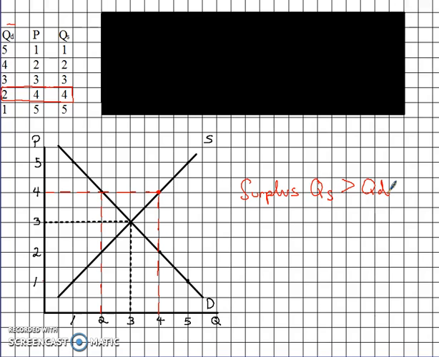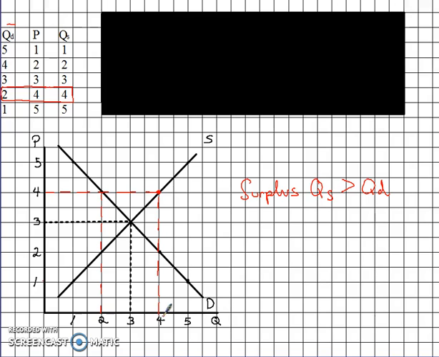And so you have all of these extra units of the good that are being brought to market that people don't want to buy. In this case, at $4, producers are bringing 4 units to market, and consumers only want to buy 2. So there's a surplus of 2 units. Okay, well, what are producers going to do with those extra 2 units? They didn't produce it so they could take it home with them. They produced 4 units so they could sell it.